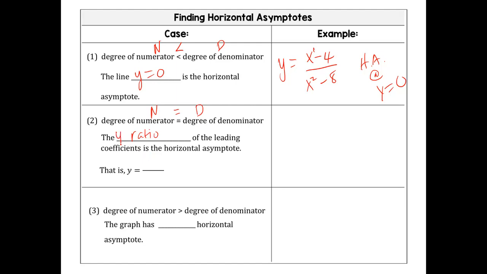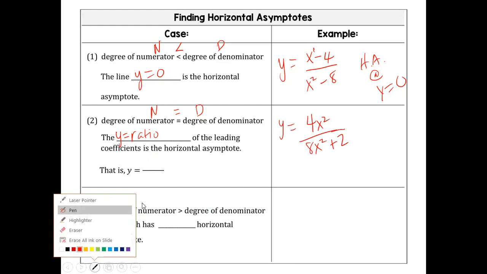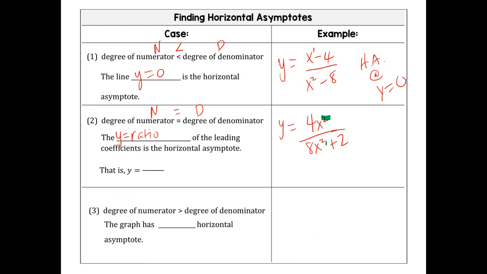Okay, it's going to be y equals the ratio between your leading coefficients. So for example, if I had y equals 4x squared divided by 8x squared plus 2, notice that the degree of my numerator is 2, and the degree of my denominator is also 2. So their degrees are the same.